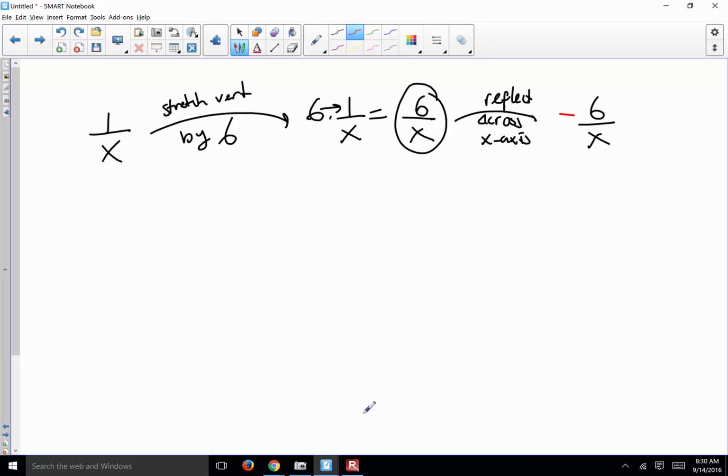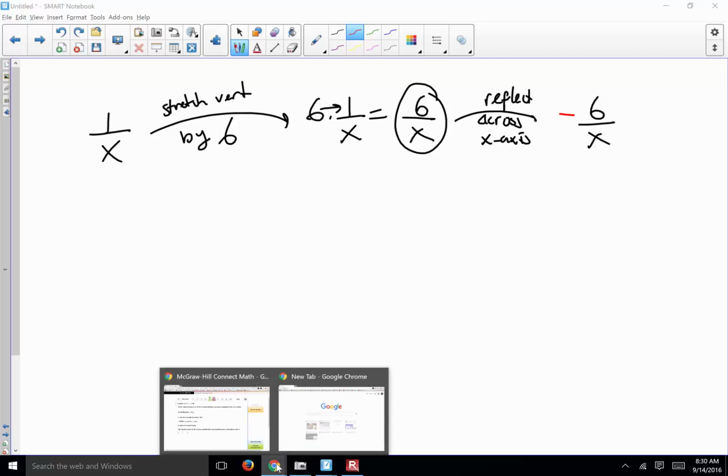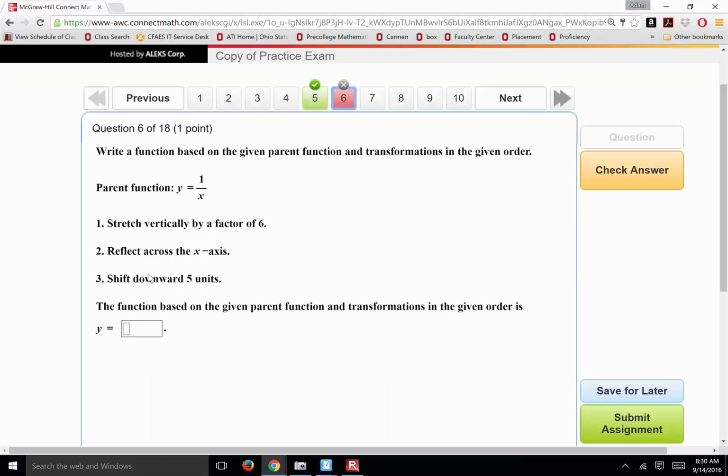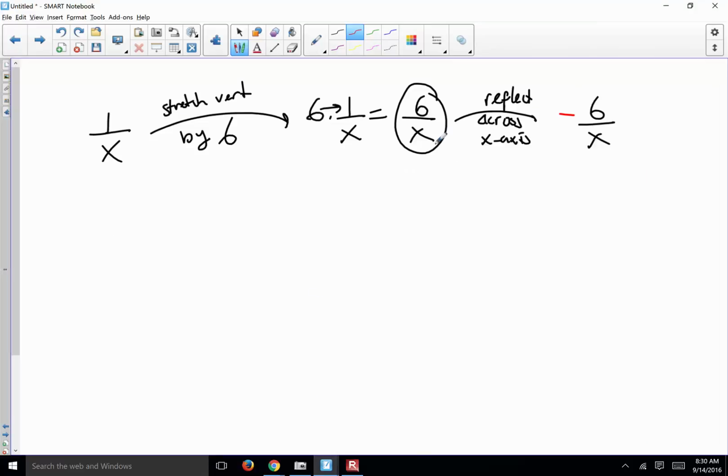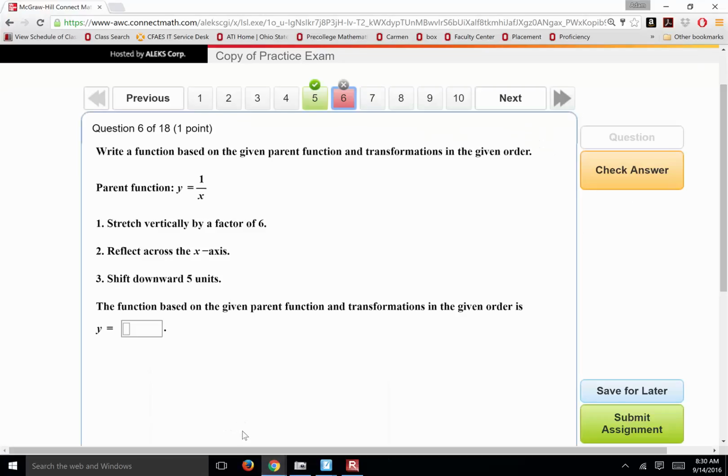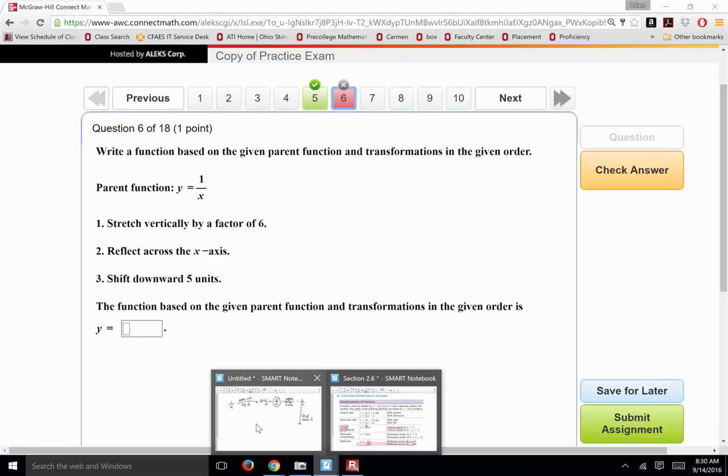Alright, next, we will shift this down 5 and we will be done. So shifting down means... Was it 5? Yes, just a whole number this time.